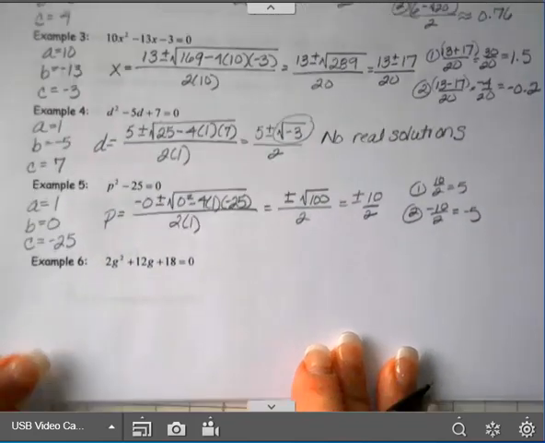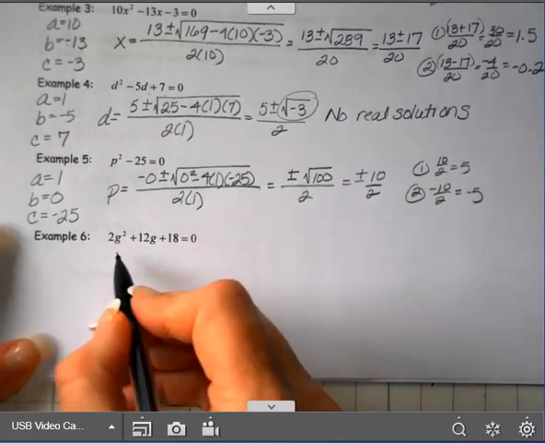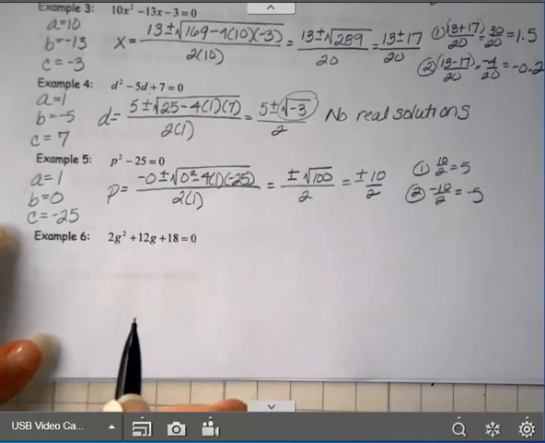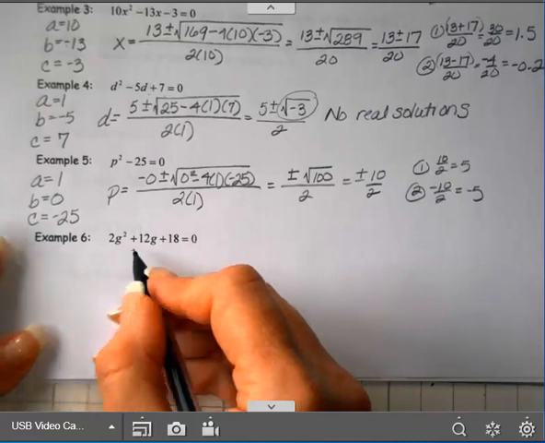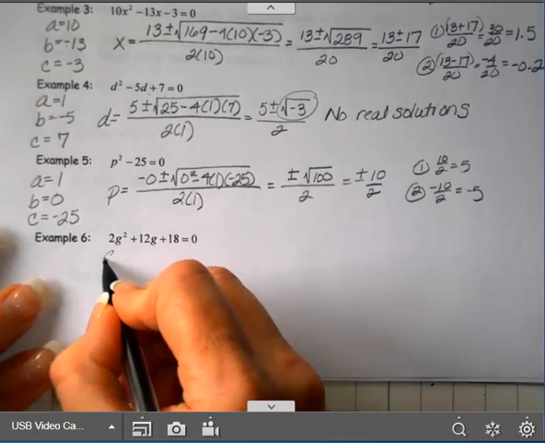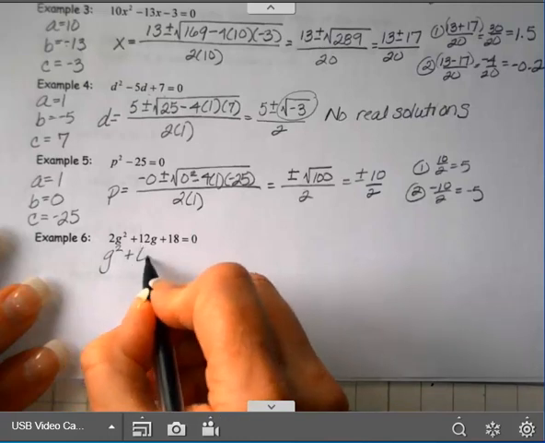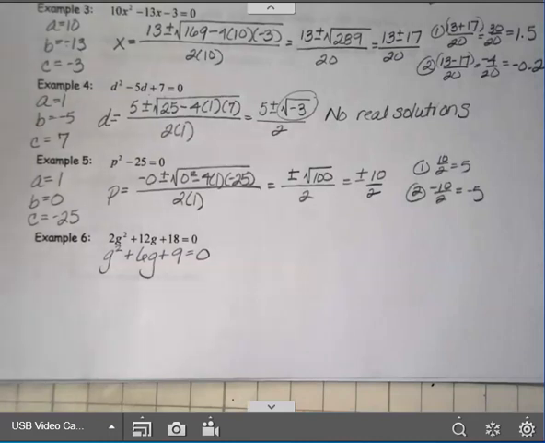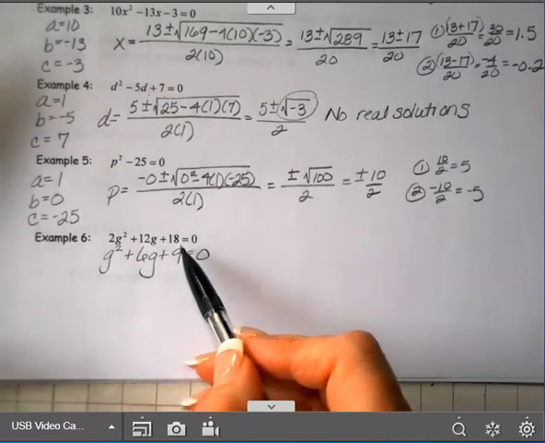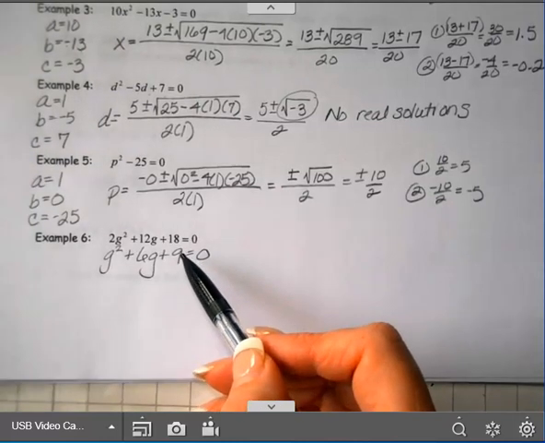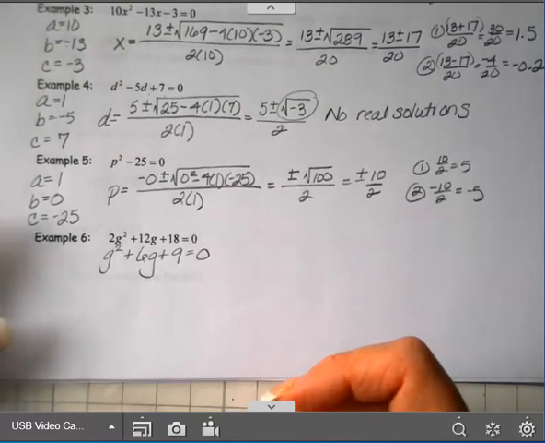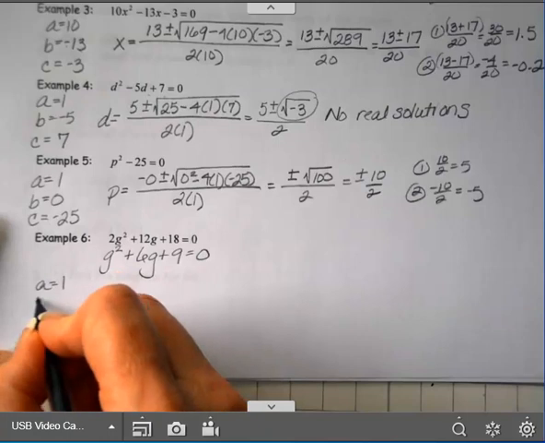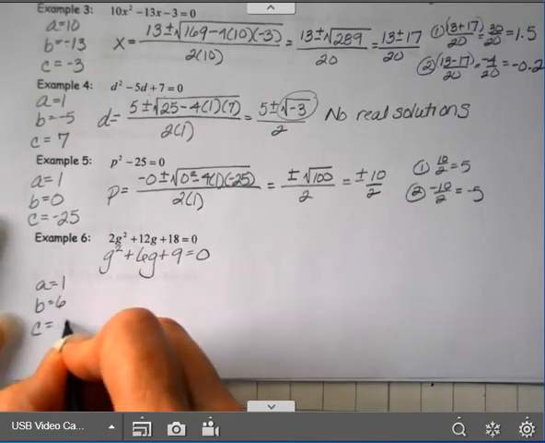Last example. Notice these are all divisible by 2, and I've got it set equal to 0, so I can divide both sides by 2. You cannot divide by a letter, but you can divide by a number. So on this one, divide everything by 2, and you have g squared plus 6g plus 9 equals 0. And you could use a is 2, b is 12, c is 18. You're just going to have larger numbers when you use the quadratic formula. And I'm lazy. I'd rather use smaller numbers than larger ones. So a is 1 in this case then. B is 6. C is 9.